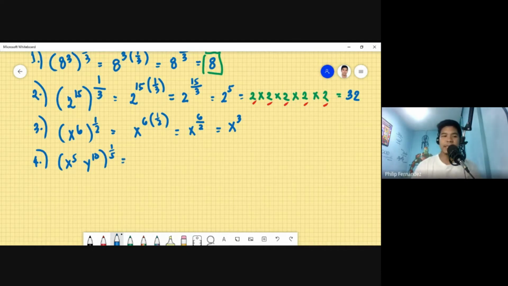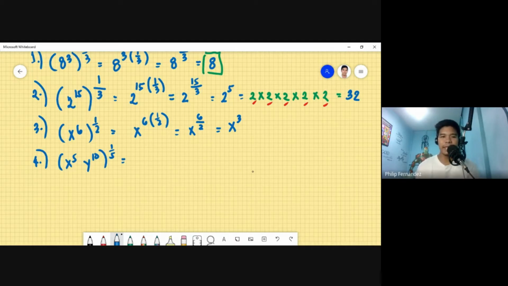So this is now a combination of two laws of exponent. The first one is, of course, the power of a power. And then the second one is the quotient of a power, or power of a quotient pala. Power of a quotient. So what we're going to do is to distribute the exponent to each element inside the quantity. So ganito yon.